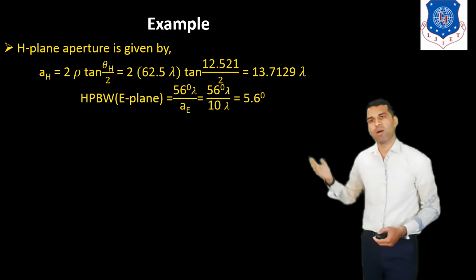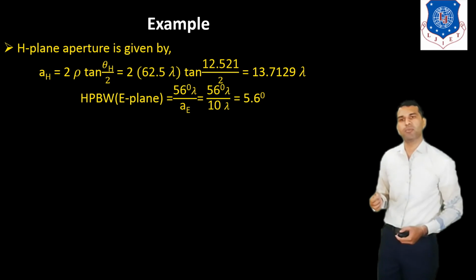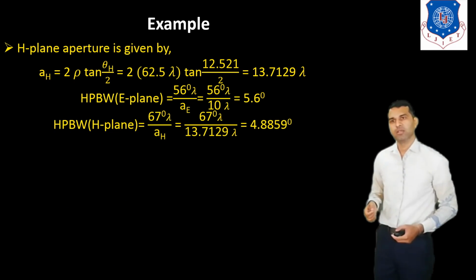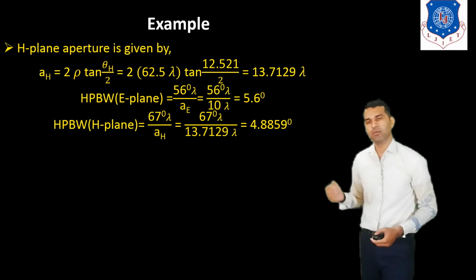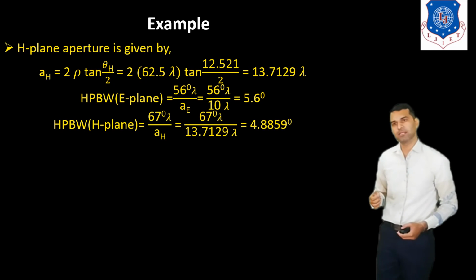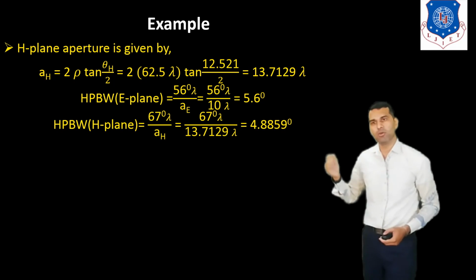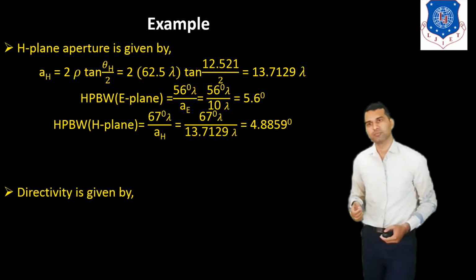We can calculate the half power beamwidth for the E-plane by using this equation: 56 degree lambda upon a. So by putting the value of a, we get the HPBW for the E-plane as 5.6 degree. Similarly, we can calculate the HPBW for the H-plane by using this equation: 67 degree lambda upon aH. So we get the HPBW for the H-plane as 4.8859 degree.